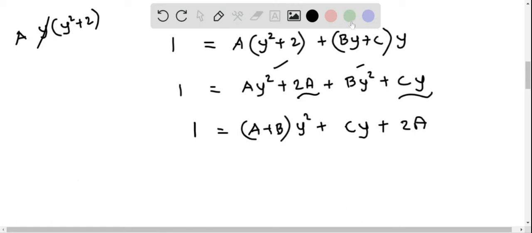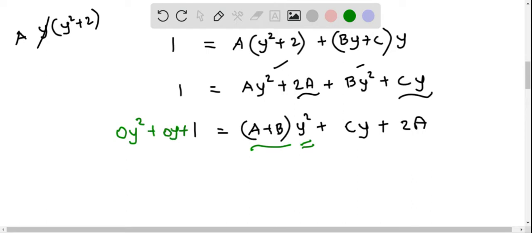Now we can easily determine the values of a, b, and c by comparing the coefficients on both sides. The coefficient of y squared here is a plus b. However, we don't have any coefficient of y squared on the left side. In fact, we can perceive this as 0y squared plus 0y plus 1.